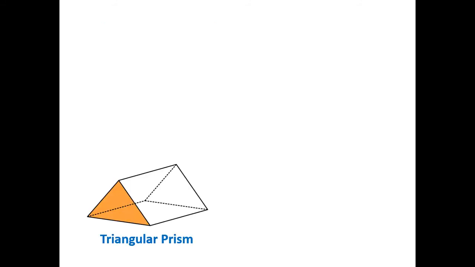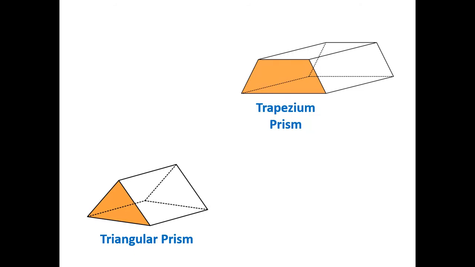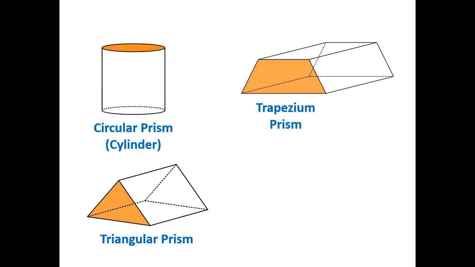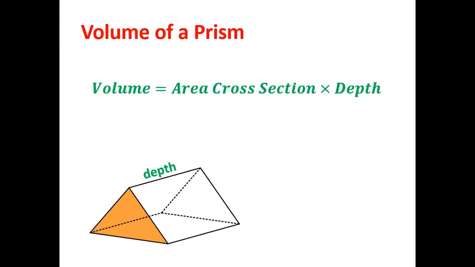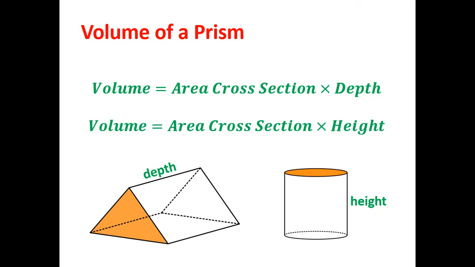We can have triangular prisms, trapezium prisms, circular prisms, which are more commonly called cylinders, or hexagonal prisms. There are lots of different types of prisms. So, to work out the volume of a prism, we're going to work out the area of the cross-section and multiply it by the depth. Some teachers like to teach the area of the cross-section multiplied by the height, because when a prism stands up, the depth and the height are the same thing.